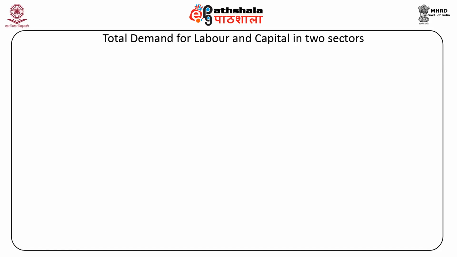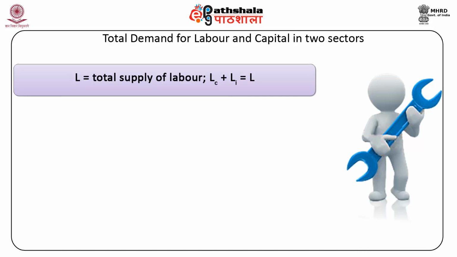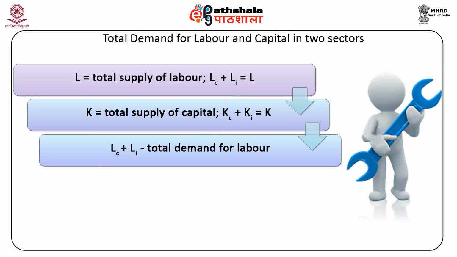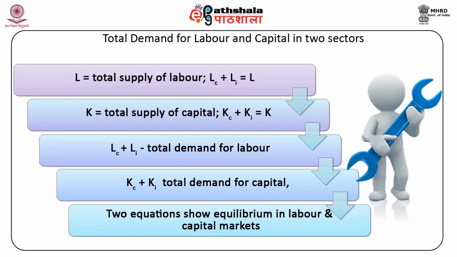Let us discuss the total demand for labor and capital in the two sectors, where L is the total supply of labor, equal to LC plus LI, and K, which is the total supply of capital, is equal to KC plus KI. Since LC plus LI is the total demand for labor and KC plus KI is the total demand for capital, these two equations show equilibrium in the labor and capital markets.